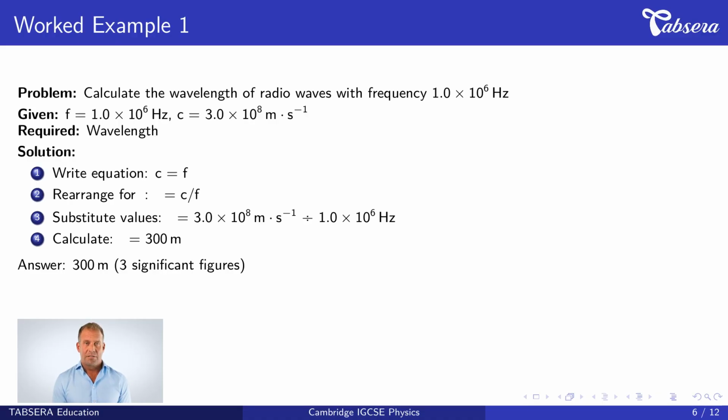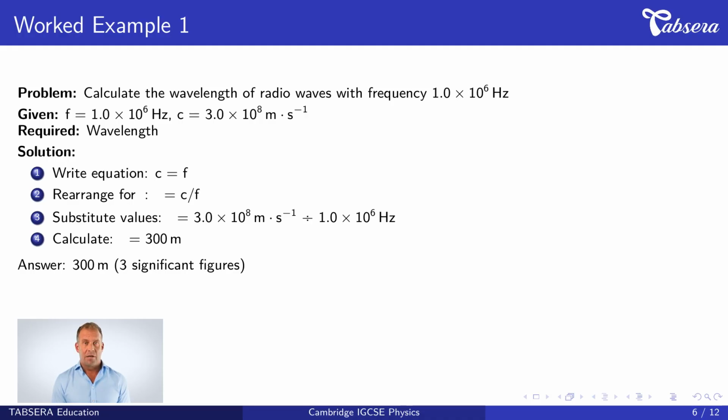Let's work through our first example. The problem states, calculate the wavelength of radio waves with frequency 1.0 times 10 to the power 6 Hz. We are given frequency equals 1.0 times 10 to the power 6 Hz and speed of light equals 3.0 times 10 to the power 8 meters per second. We need to find the wavelength lambda.